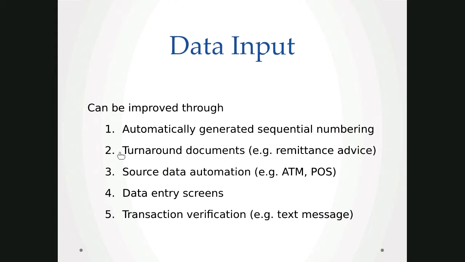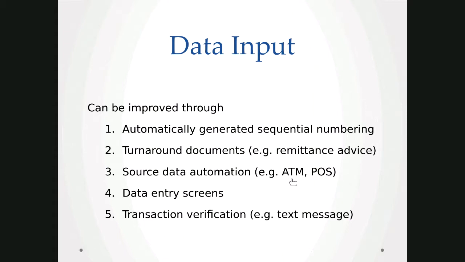Okay, very good. Number three is source data automation. Source data automation means the transaction is updated and input at the source of the transaction. For example, the ATM machine. When you go to the ATM machine and you take money out, the ATM machine prints out a receipt that shows your bank balance.